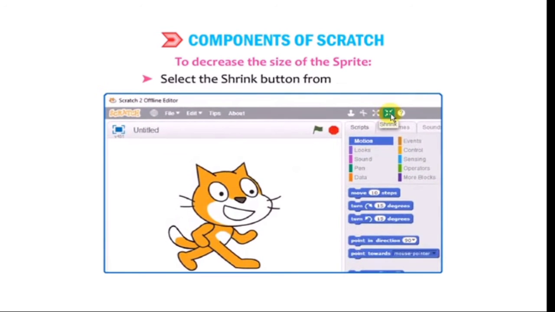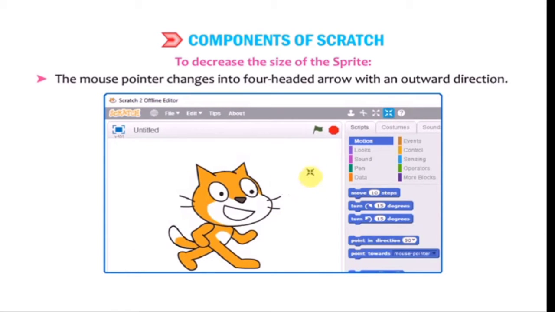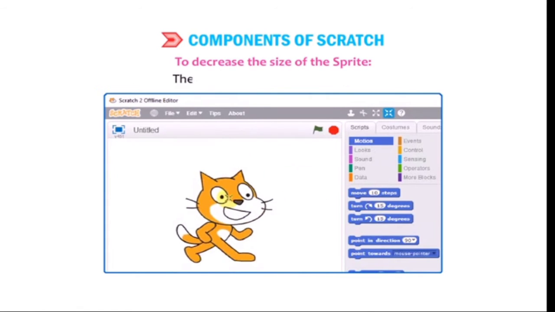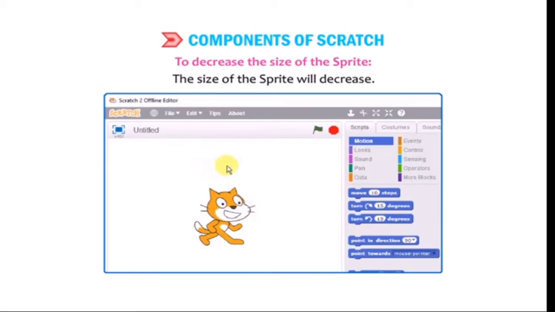Select the Shrink button from the toolbar. The mouse pointer changes into a 4-headed arrow with an inward direction. Place the pointer on the sprite and click on it. The size of the sprite will decrease.